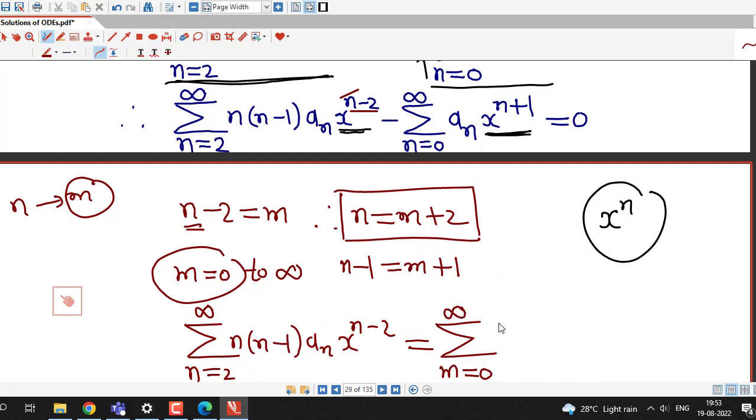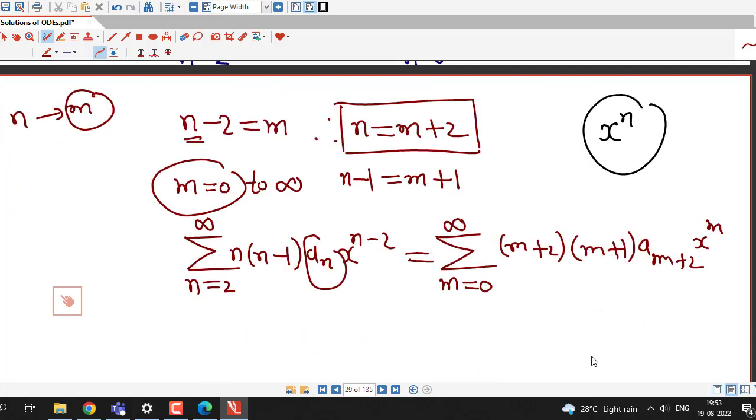n is m plus 2, n minus 1 is m plus 1, a suffix n, n is m plus 2, and x raised to m. Here I have to write properly, this is m. So I am converting, this is from n minus 2 to mth power.